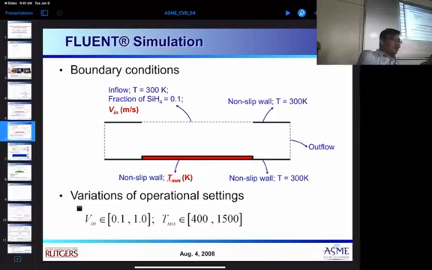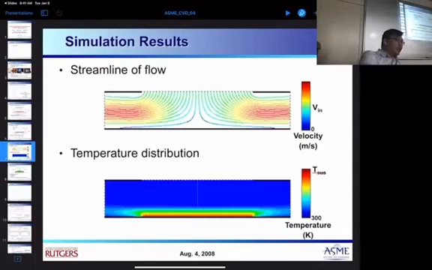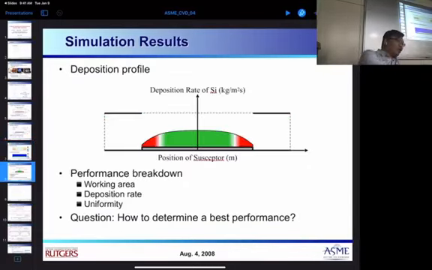So this is the boundary condition for that simulation. Once you ran it, you can see the streamlines on the top, with color representing the velocity. At the bottom, you can see the temperature distribution. You can also see how silicon deposits, because we can study the deposition rate and tell how silicon will be deposited at the bottom of the surface, and see if that's uniform.